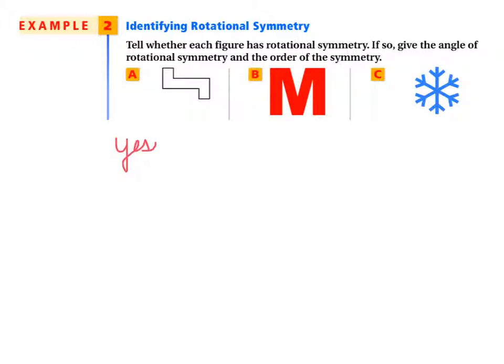So, give the angle of rotational symmetry. How many degrees would you have to spin that to land it upon itself? It'd be 180. Now, how many times does 180 go into 360? That means we would have an order of 2. Now, the M in part B, can I take this M and rotate it to land upon itself?